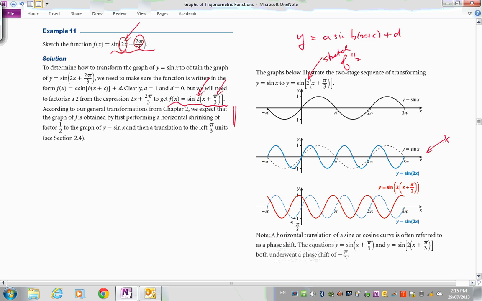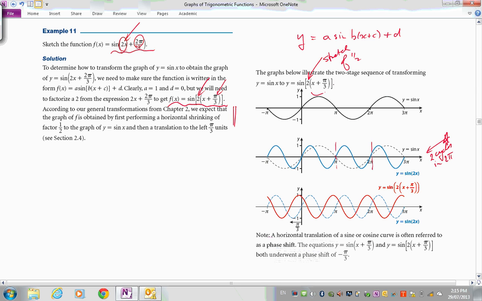So we're going to come to this line here. You're doubling every x value right up to 2 pi. You're going to get 2 cycles, 2 cycles in 2 pi now instead of 1. So it's actually a stretch of a half. It's a shrinkage if you like, but it's a stretch of a half. 2 cycles in 2 pi now.